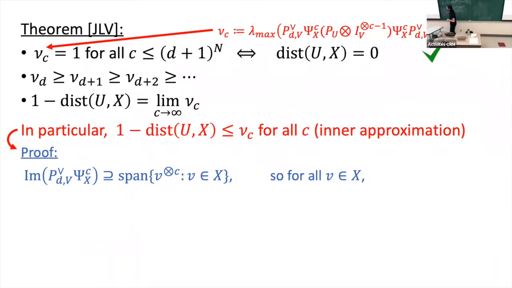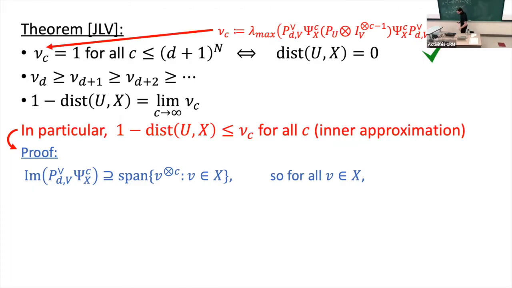So let's show that this inequality holds, which is exactly what I said: each one lower bounds the distance. First of all, note that the image of the symmetric projection composed with psi xc contains the span of V tensor C, where V is in X. If you're in the image, everything in this form is in the image, and if you tensor this with more V's, you're still in the image.